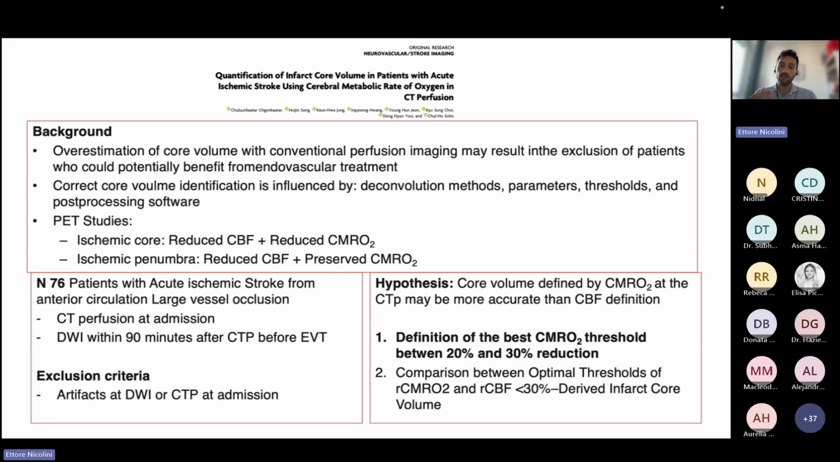So in the first phase, they needed to find an optimal threshold of CMRO₂ to predict the final infarct core, and in the second phase, they compared it with the CBF volume.